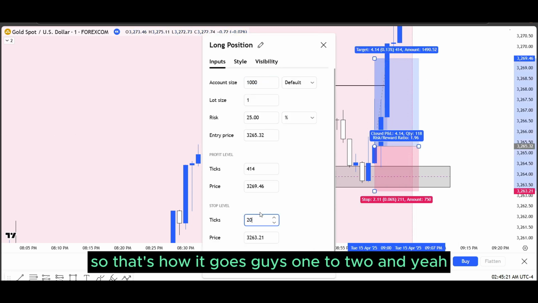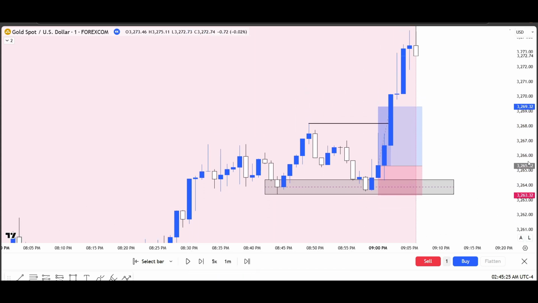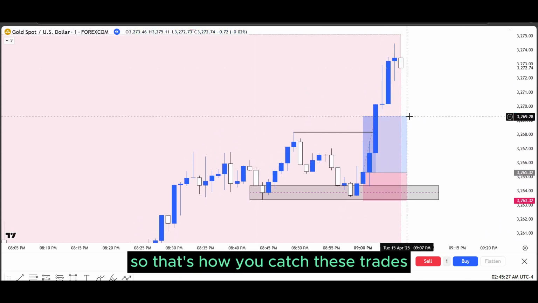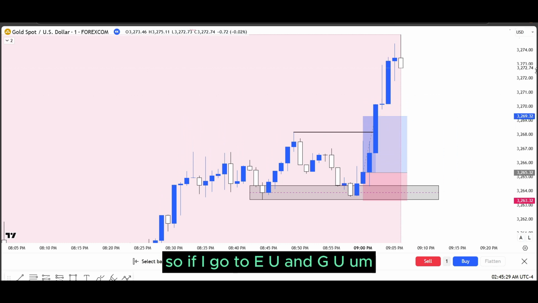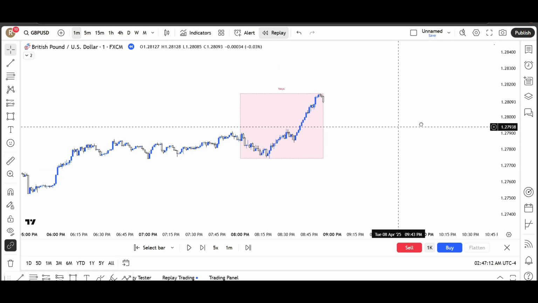So here you go guys. That's how you catch these trades. Now if I go to EU and GU, let's see how it goes. So I'm in the GBP USD chart.